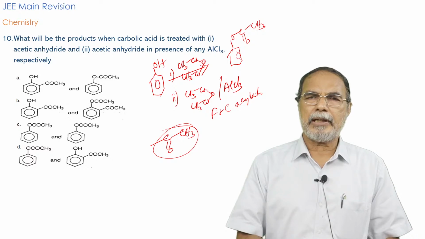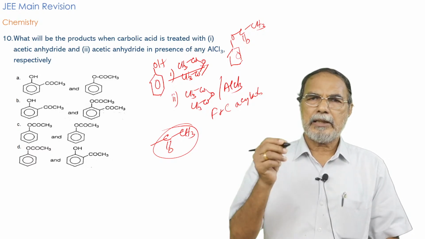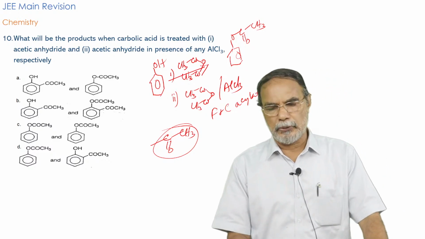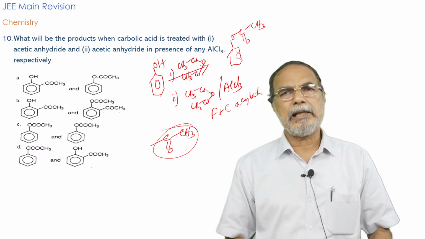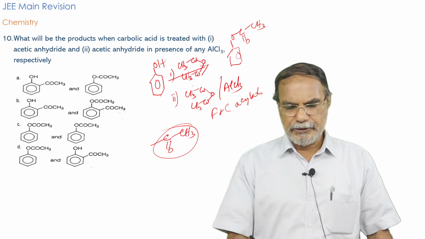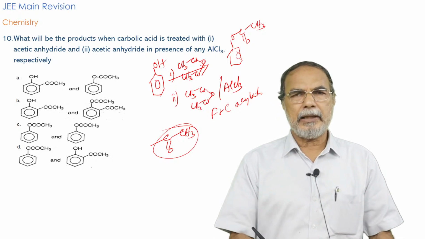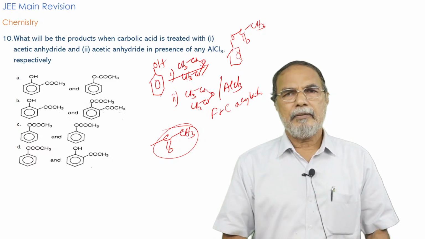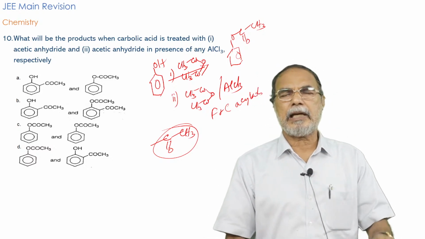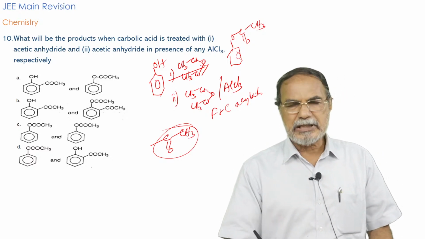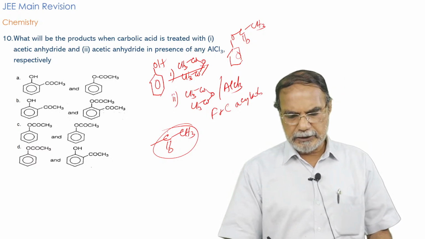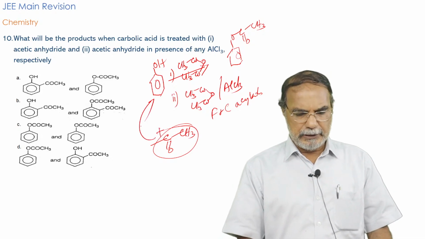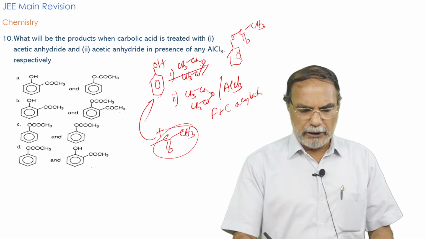Friedel and Crafts reaction is a reaction taking place in the benzene ring. It's an electrophilic substitution reaction. You know, the attacking reagent is the acyl cation CH3CO plus generated from this acetic anhydride on reaction with AlCl3. AlCl3 is a catalyst which is helpful in generating the acyl cation CH3CO plus from acetic anhydride, and it is this CH3CO plus attacking the benzene ring, either at the ortho position or at the para position.